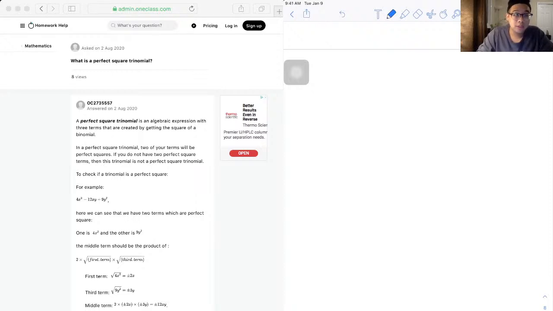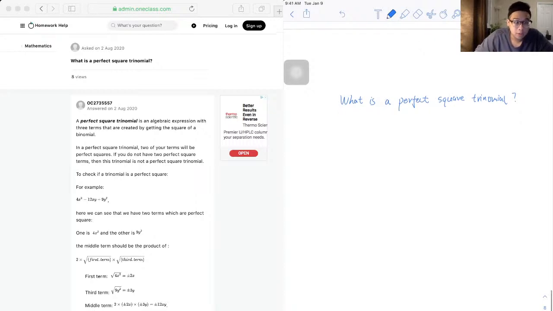So our first question today is asking us, what is a perfect square trinomial? Let's copy down the question first. What is a perfect square trinomial?